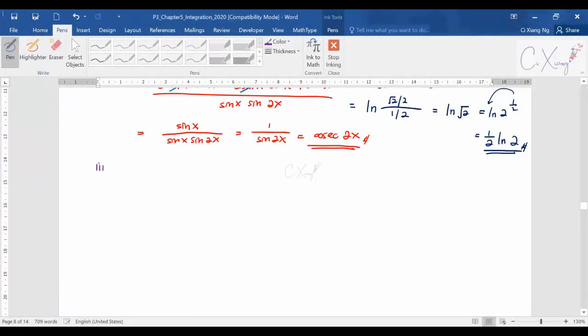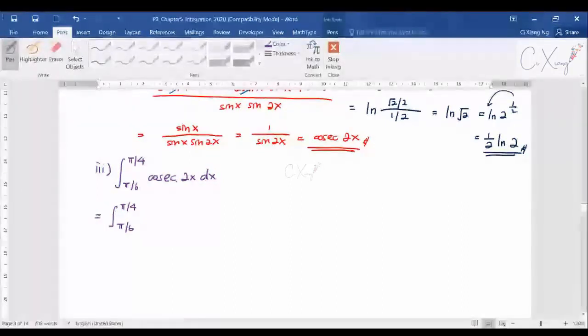Okay, so they want you to integrate this. Integrate from pi over 6 to pi over 4 of cosecant 2x. Alright, so for cosecant 2x, if you make it into a fraction form, it will be 1 over sine 2x, where we never learned how to integrate this kind of question before. So, since we already proved the result in the first part, I want to apply the result in the first part here.